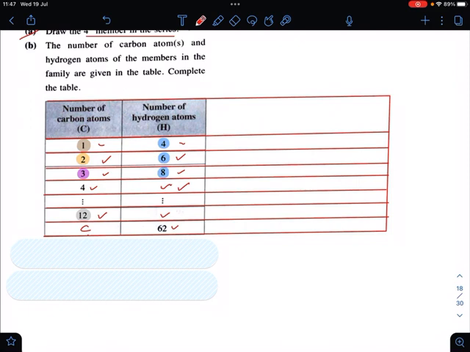This is a kind of series. Very interesting. So basically, 4 we can always put as 2 times 2, and 6 will be 2 times 3, and 8 will be 2 times 4. So if there are 4 carbons, obviously it will be 2 times 5, so obviously it will be 10.